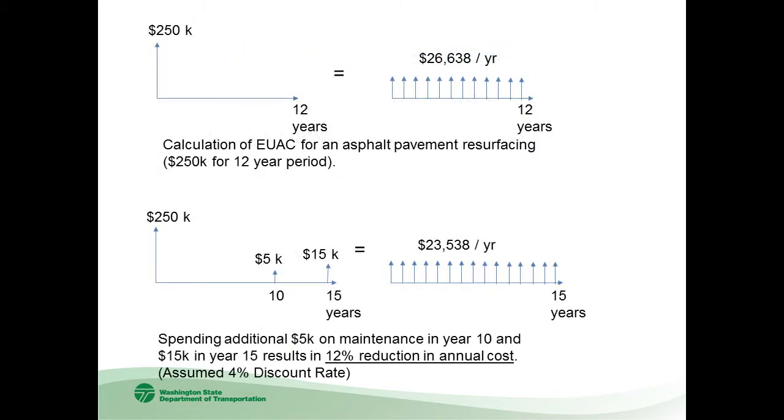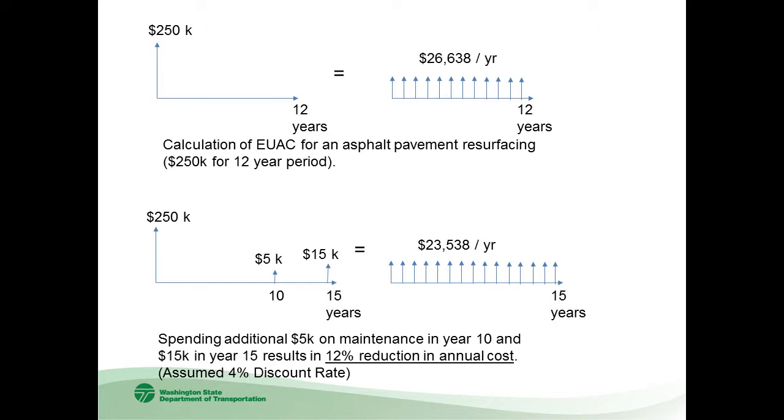So I'll do a little example here of just the simplicity of the annual cost. Let's use an easy example: a $250,000 per lane mile asphalt resurfacing. Just using the EUAC formula to calculate the annual cost using a 4% discount rate, you get $26,600 per lane mile per year for an annual cost. So it's a very simple representation.